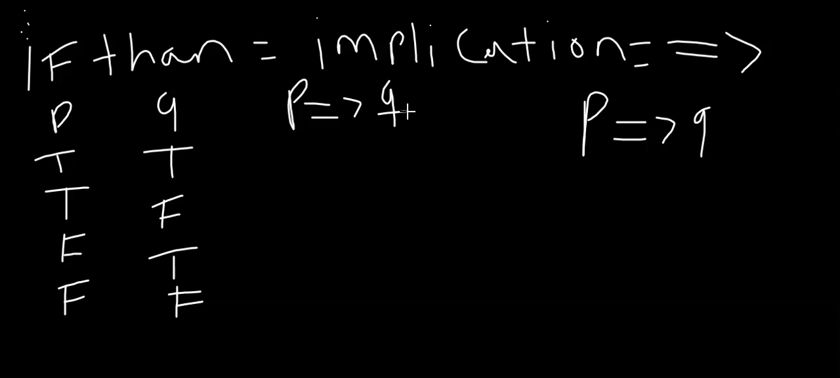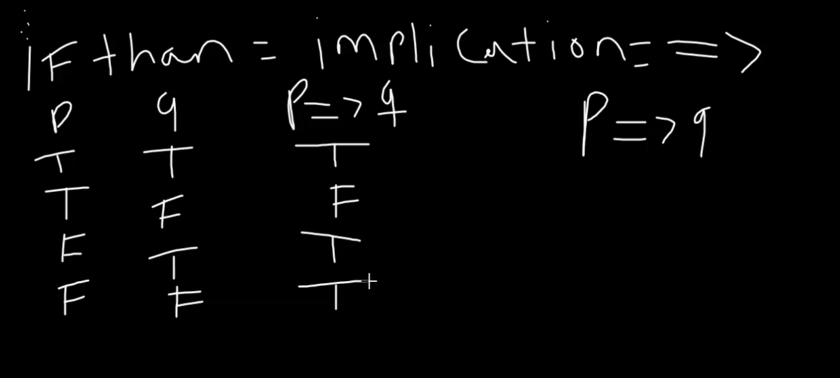If it is true and true, it will be true. If it's true and false, it will be false. If it's false and true, it will be true. False, false, it will still be true. The thing with this one is, I don't know why, but most of the time, a lot of questions use this implication sign. So you just gotta remember this.